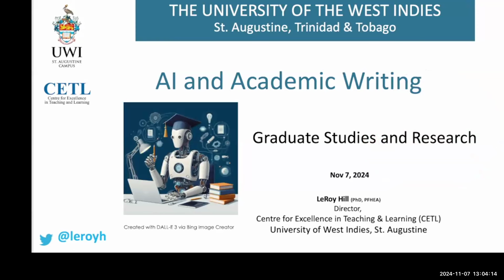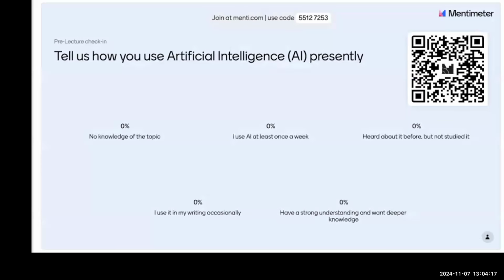All right, I get a feeling that some of you are actually using AI already. So if you can, share with me: go to menti.com, or you could use the QR code, and then you type in the code 55127253 in the thing. You can certainly do that. All right, we'll give you just 1 or 2 minutes for that.